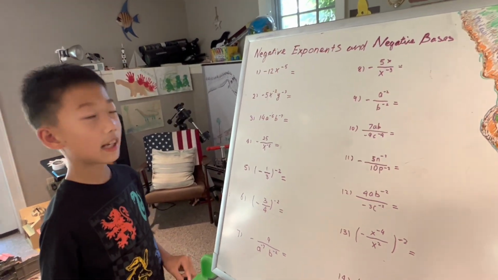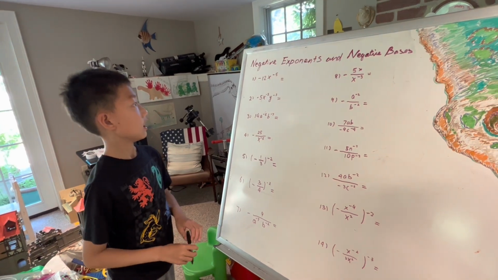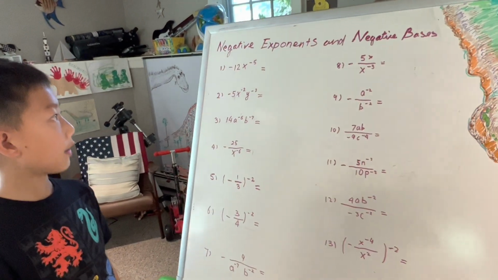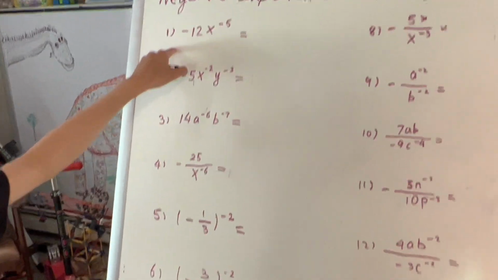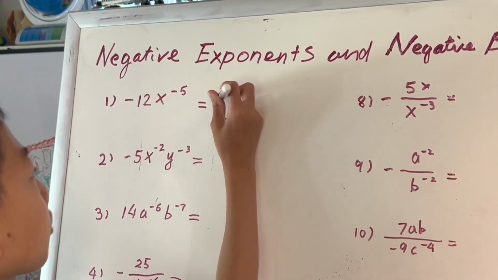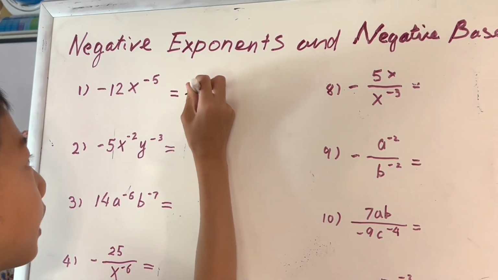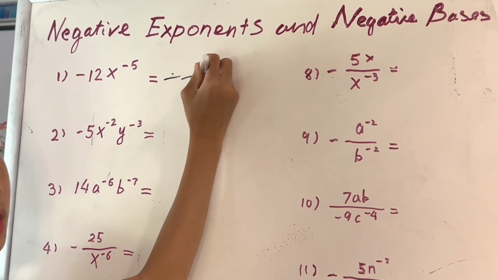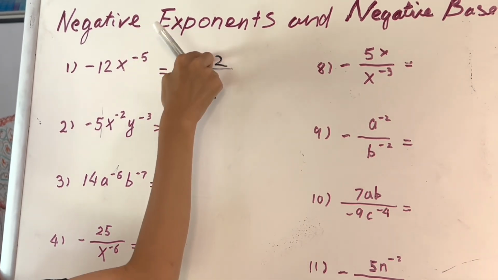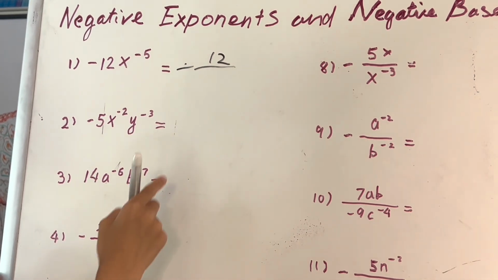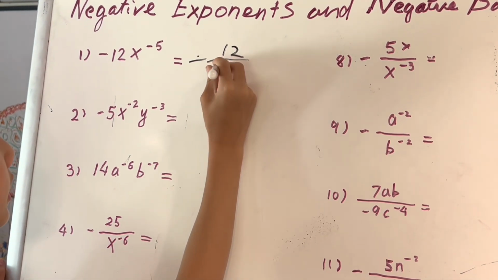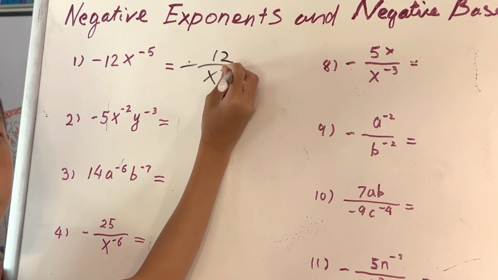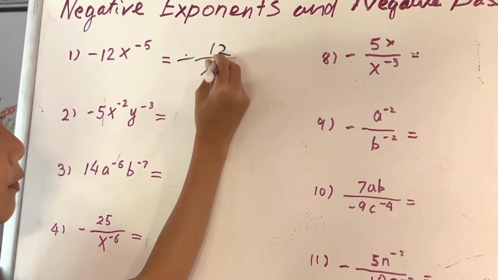In this episode, we're reading about negative exponents and negative bases. So this one is negative 12x to the minus negative 5, number 1. So what we have to do is minus here, fraction, 12 up here. You could have just put this up here, but I don't choose to. x negative 5.